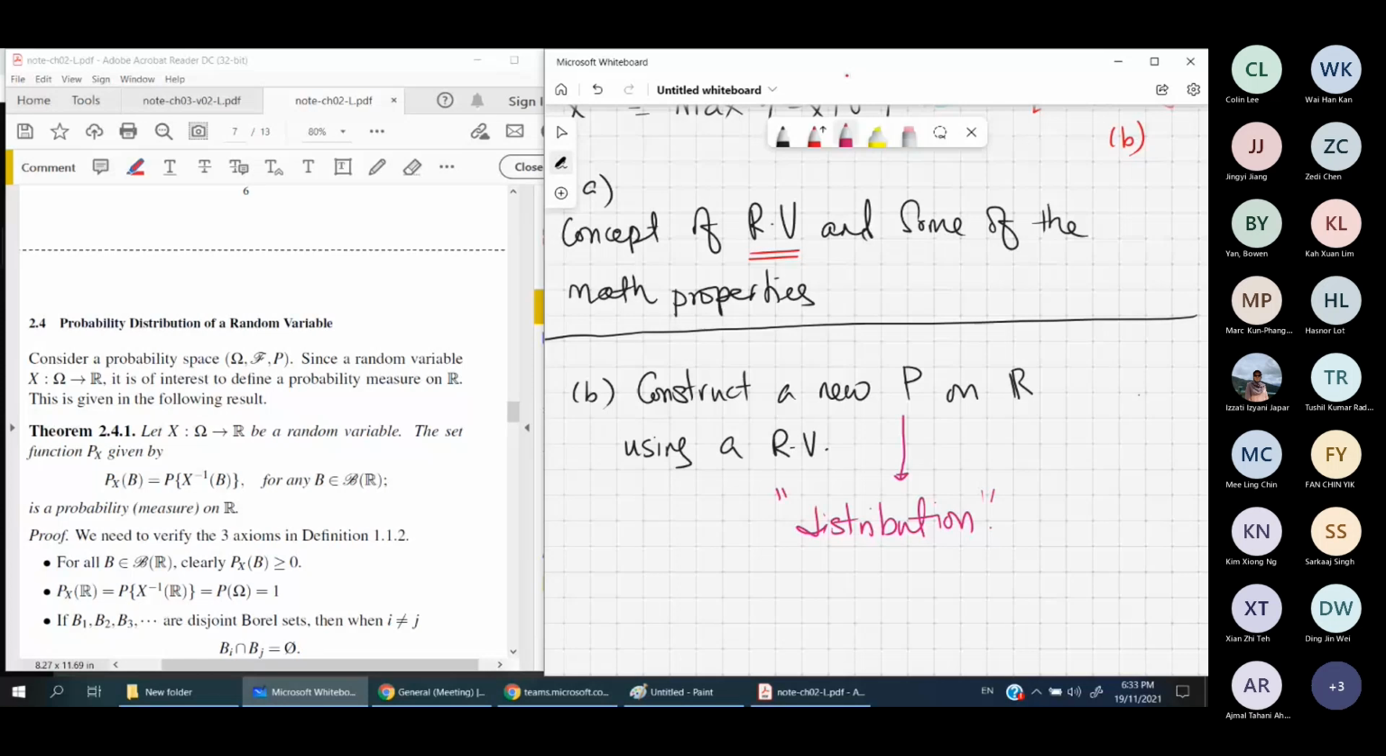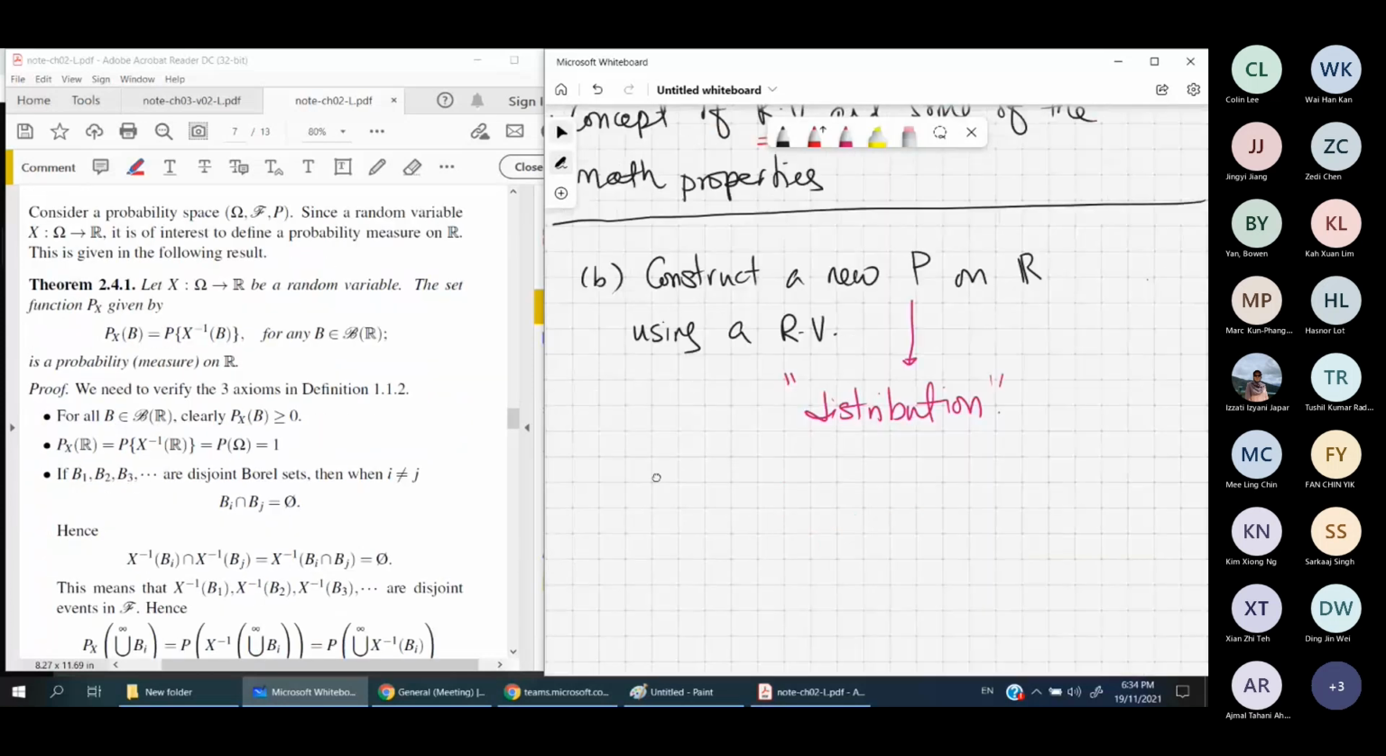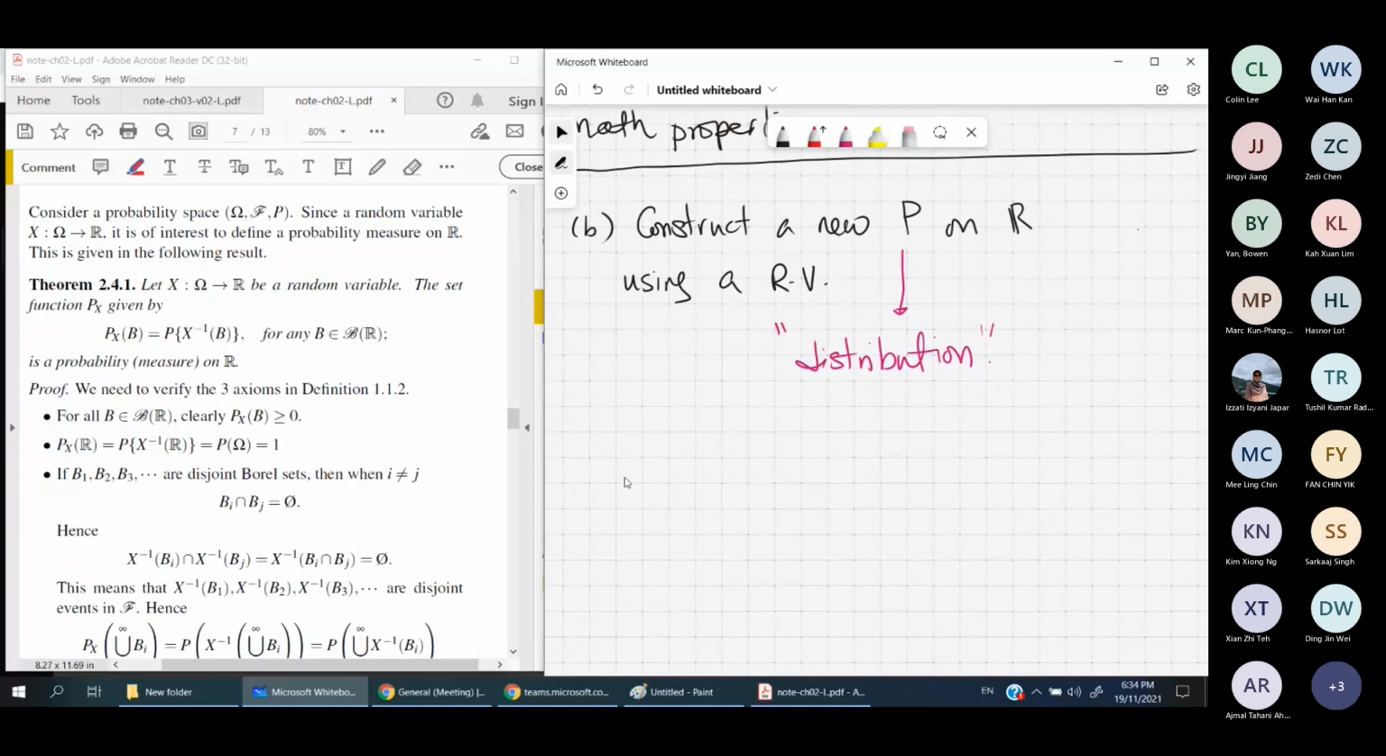That is, at first we have a given sample space and a given sigma field, and then we consider some kind of random variable on that sample space, and then we use that random variable to construct a new probability, and all those will be distributions. In a way you can say a distribution is a probability which is related to a random variable. So let's look at the construction first. Before that, we have to ensure the construction is a probability on R.